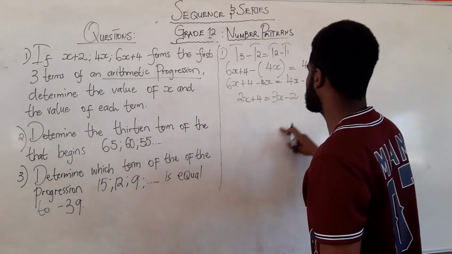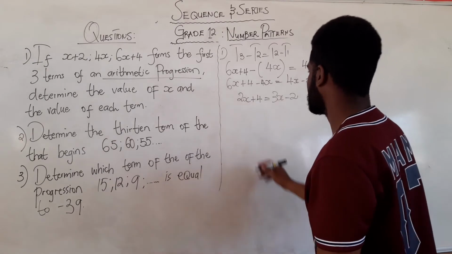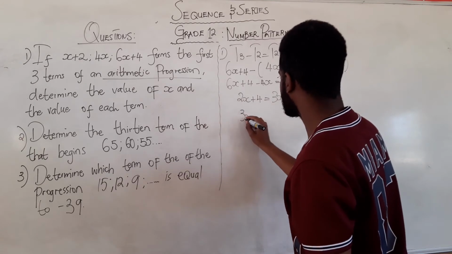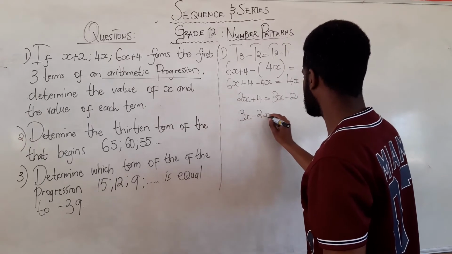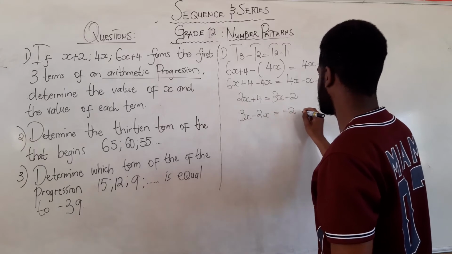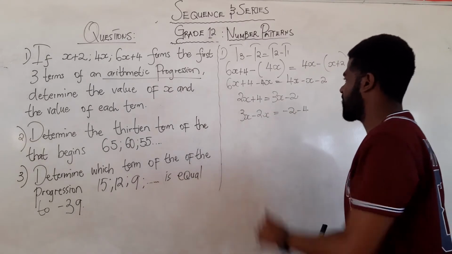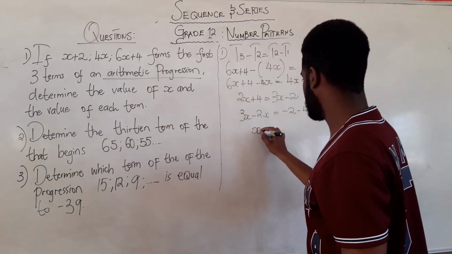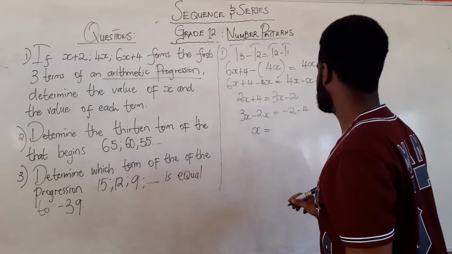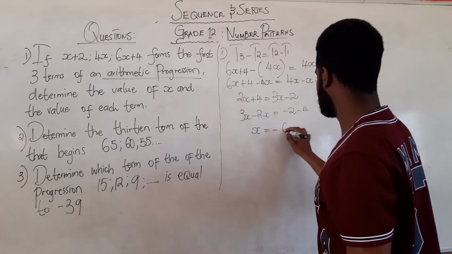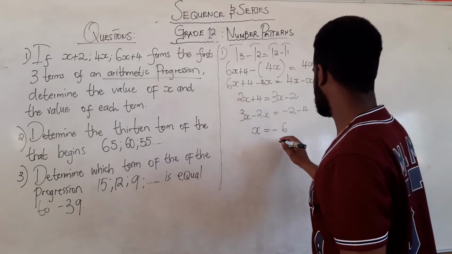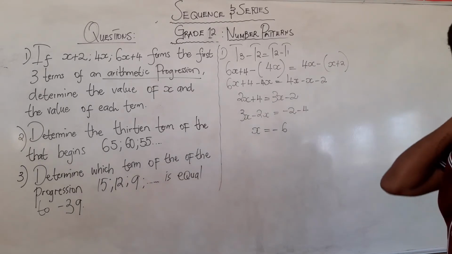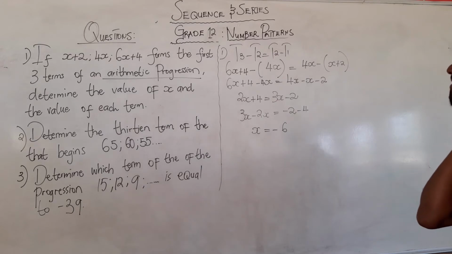We're going to transpose 2x to this side and 2 to that side. So 3x minus 2x is equal to negative 2 minus 4. We transpose 4 to that other side, it's going to become negative. Therefore, x is equal to negative 6. Therefore, the value of x is equal to negative 6.